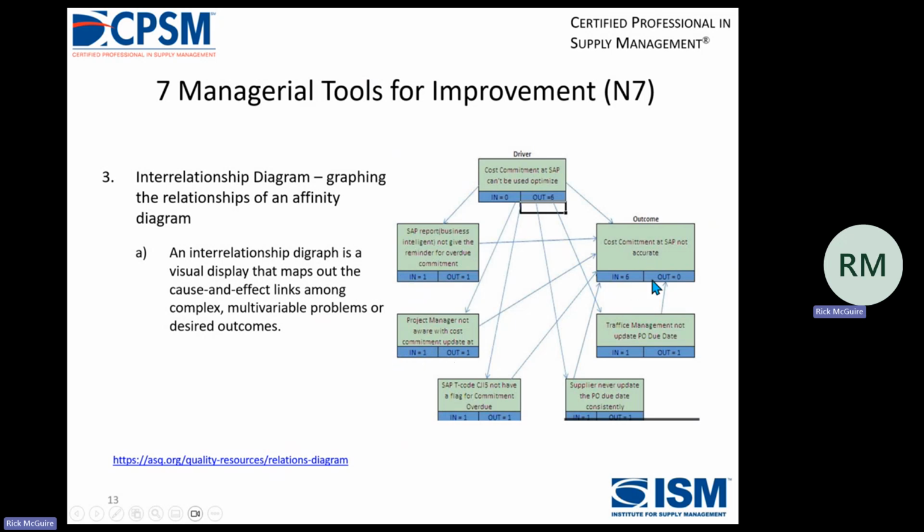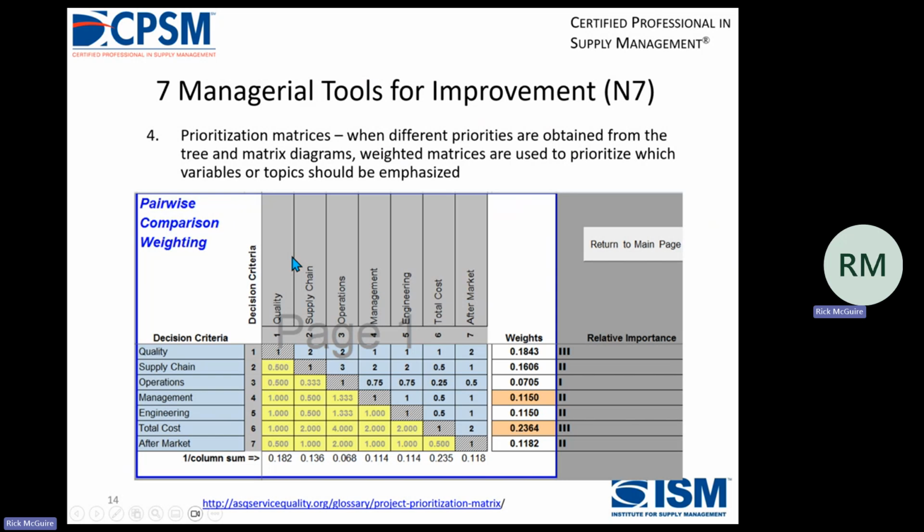Ins and outs. Ins are 6 here, so this is pretty critical. And then you try to find outs. Outs are 6 here. Here's the outcome. Here's the driver. And then these links will take you to asq.org and explain the tool a little bit more.